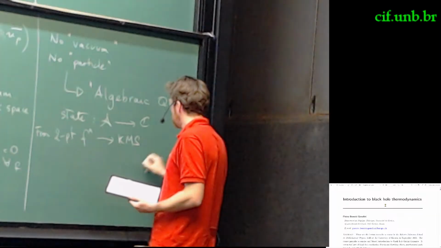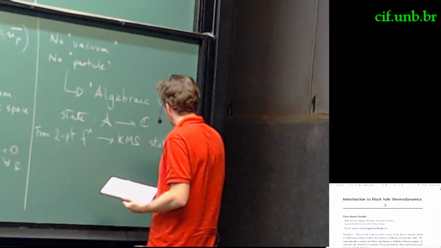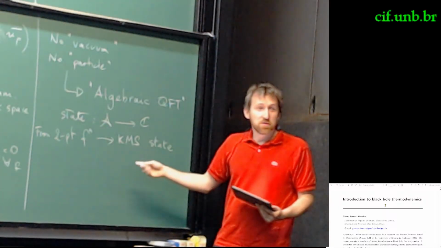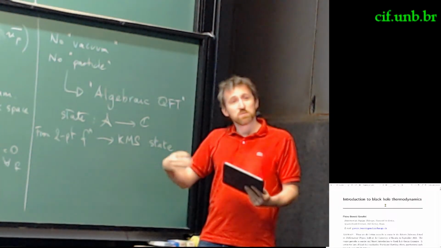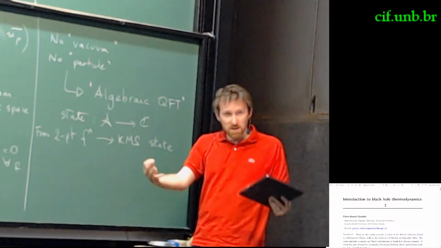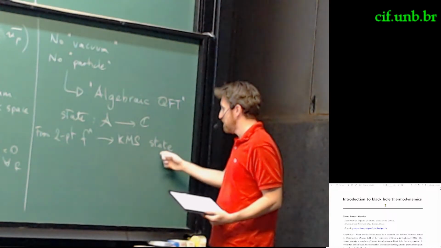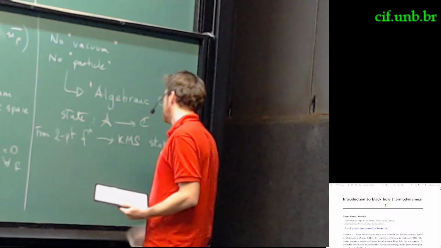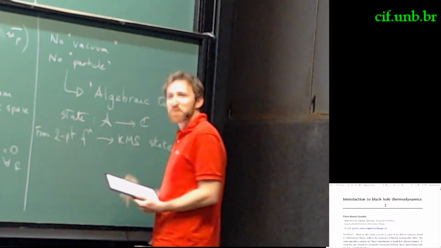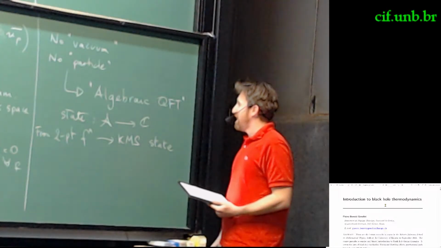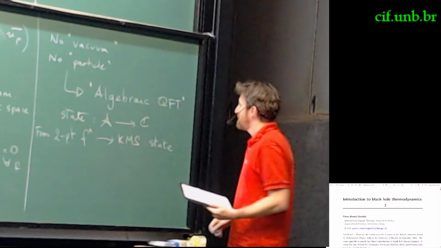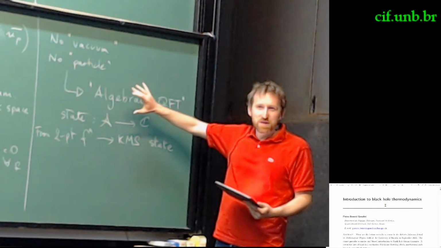From the two-point function, we define the KMS state, which has the property that it is a thermal state. It's the state that an observer who perceives a temperature sees. These are Kubo, Martin, Schwinger. And I should also mention, just for fun, two things about the algebraic approach.